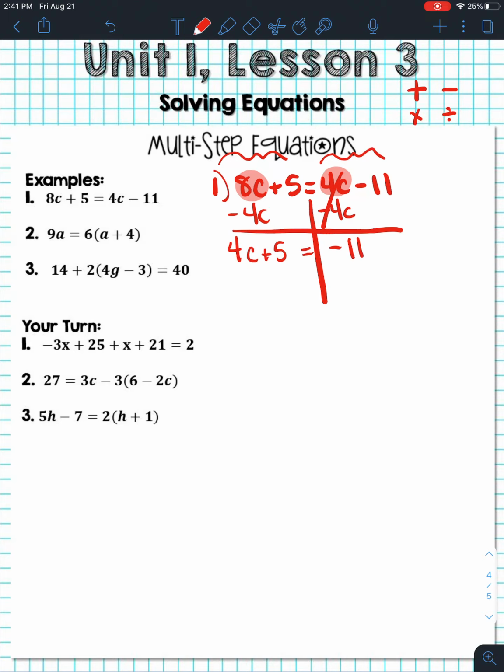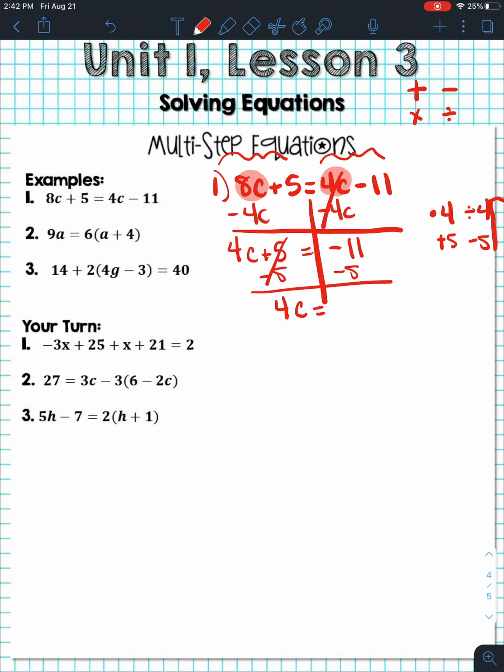Now my last step is to solve. I want to think about, okay, what is happening to my variable? The first thing I'm doing to my variable is multiplying it by 4. My next thing is I'm adding 5 to it. The inverse of addition is subtraction. The inverse of multiplication is division. And I want to do these from the bottom up. So I'm going to subtract 5 from both sides.